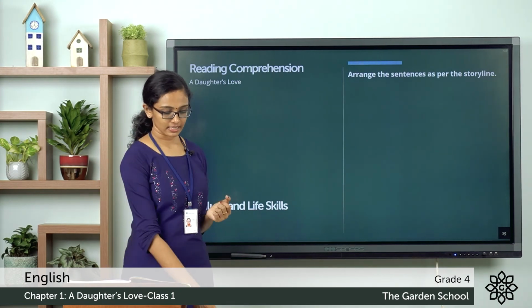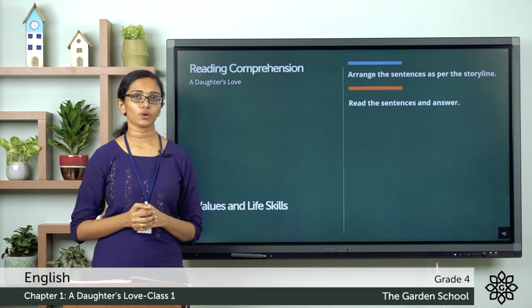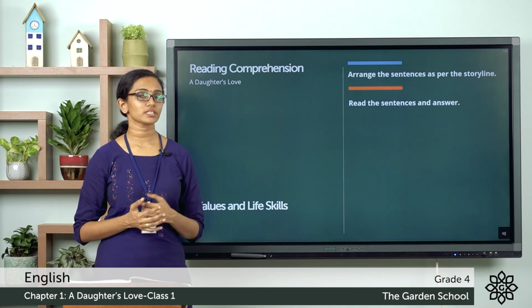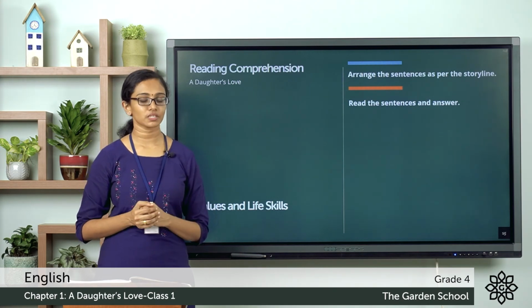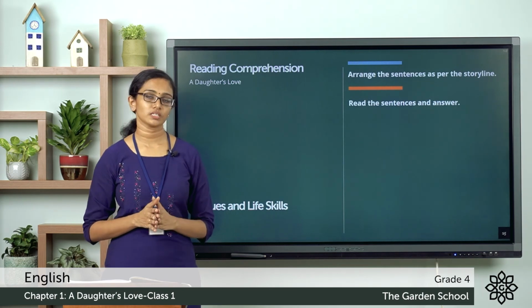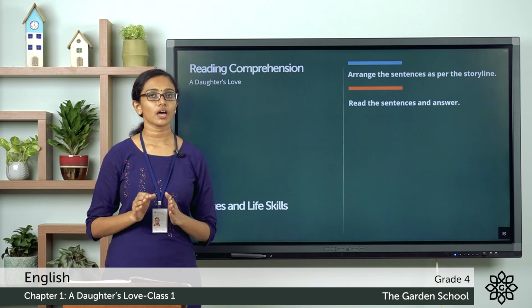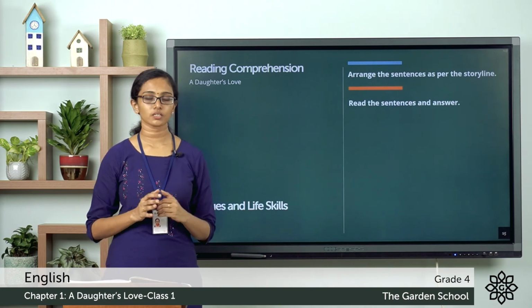Now the next exercise is read these sentences and answer the questions that follow. So here you can see 2 sets of questions. Each has got 3 subdivisions. So when you read the story, you'll be able to find answers to these questions. Then you have to note down answers to these questions in your notebook with proper question and question number.